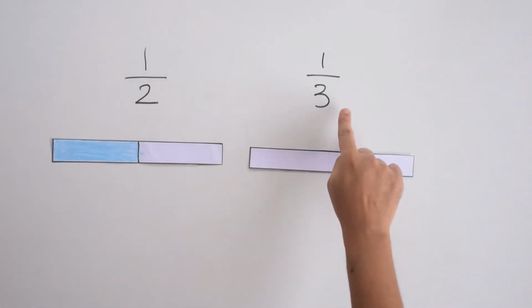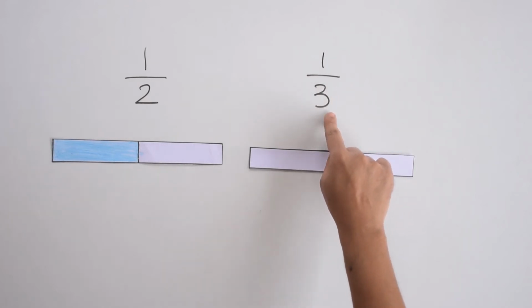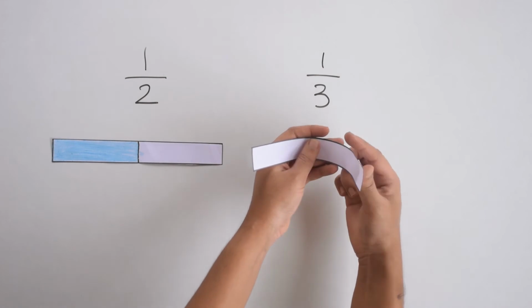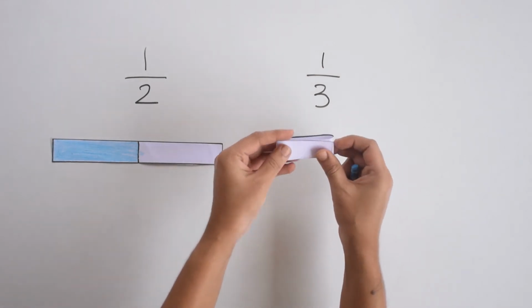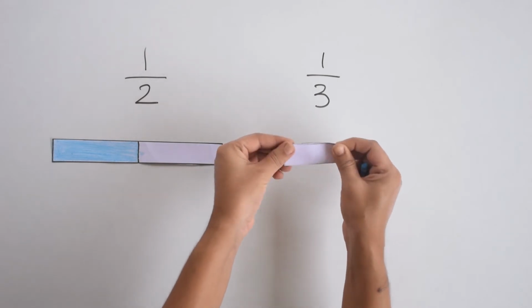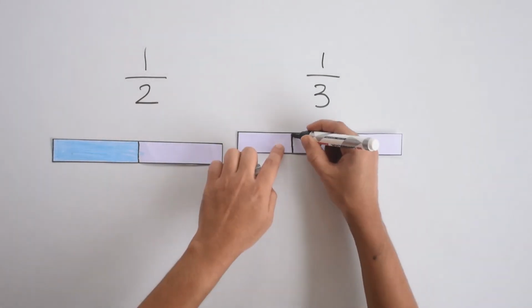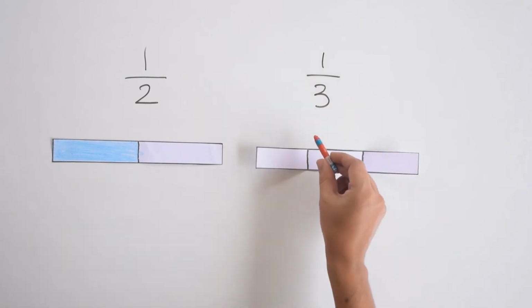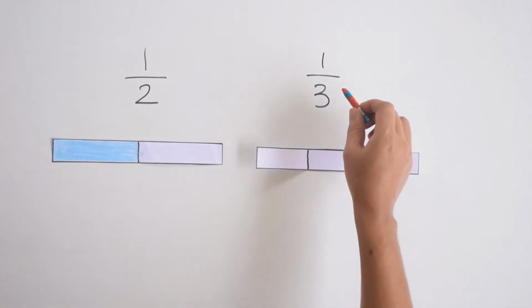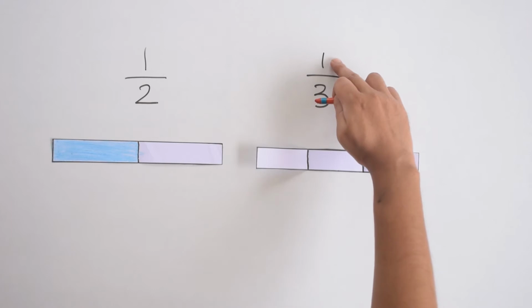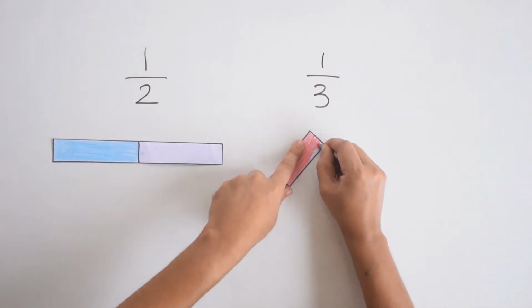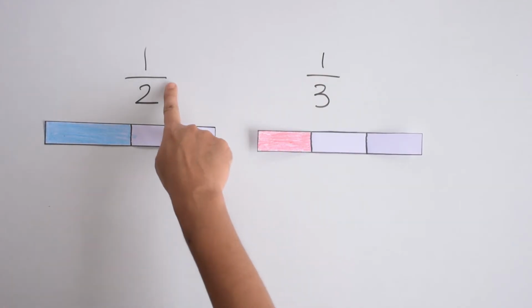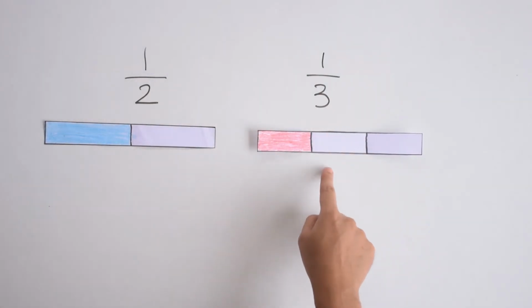Now, let's look at the fraction 1 by 3. 1 by 3 has denominator 3, so we divide this paper strip into 3 equal parts. I'm going to fold like this, and after getting 3 equal parts, now I have 3 parts, and since the numerator is 1, I'm going to color one part. I have represented 1 by 2 and 1 by 3 using the paper strips.